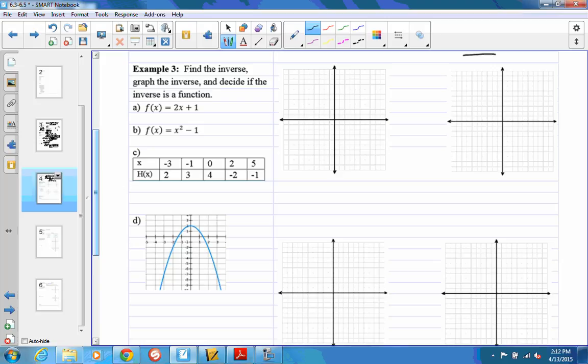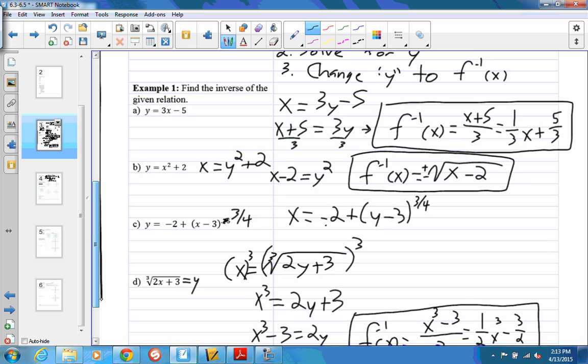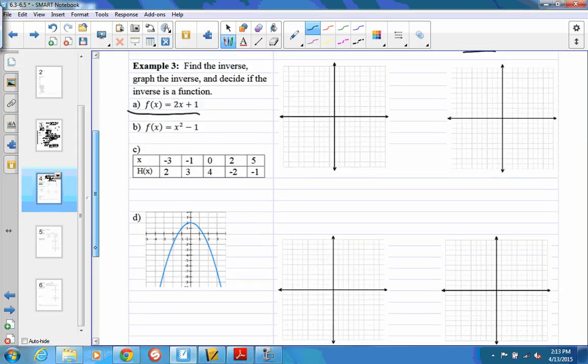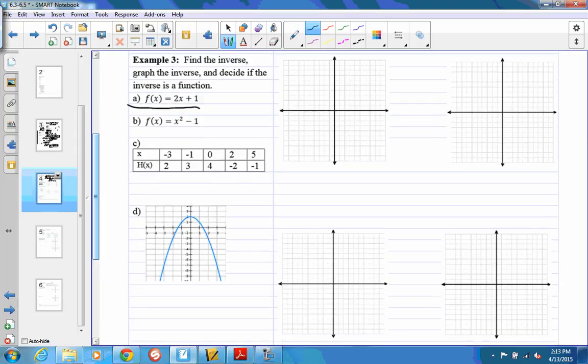Example 3, find the inverse, graph the inverse, and decide if the inverse is a function. So I'm not using compositions. If it had given me 2 and said, hey, find out if these are inverses, it would be compositions. I'm going back to the beginning here. I'm given a function. Find the inverse of the given relation or the function. That's all I'm doing here. Find the inverse, graph it, and decide if the inverse is a function.